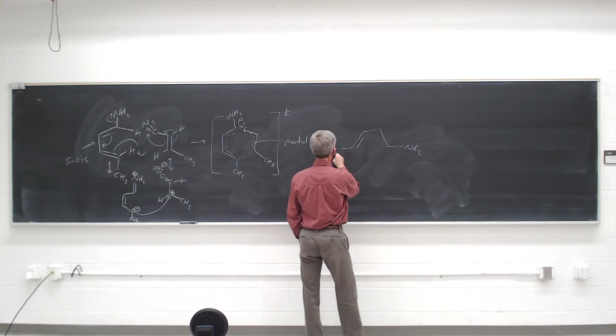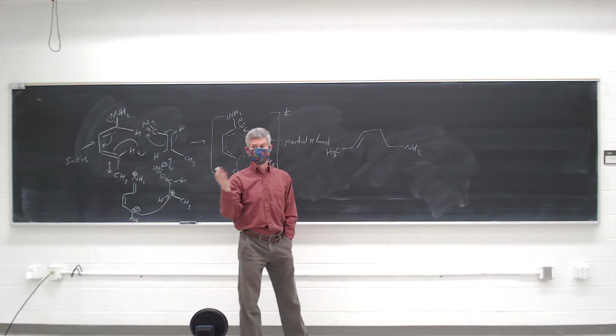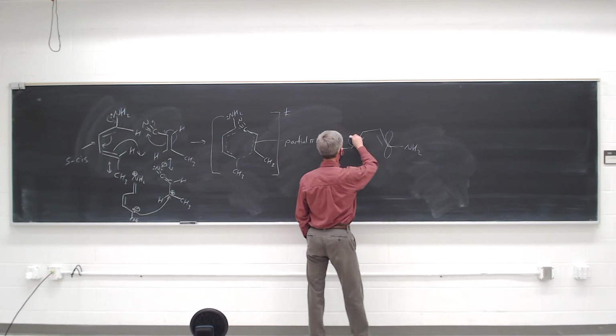Wait, it would be 1-3 if it wasn't. I don't think it was 1-4, right? 1-2 rather than 1-3. Okay. Yeah, 1-4 is not possible for this system.